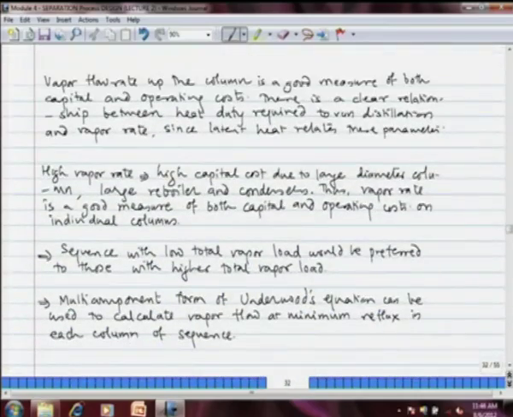Now, the vapor flow rate inside the column is a good measure of both capital and operating cost. Higher vapor flow rate means you require a fatter column, okay, and that increases the fixed cost as well as operating cost. Higher vapor flow rate will also mean higher heat duty at the reboiler. Okay, that means an increase in operating cost also. A fatter column due to high vapor flow rate increases capital cost, and higher heat duty at the reboiler increases operating cost.